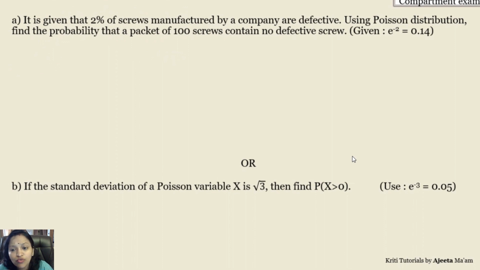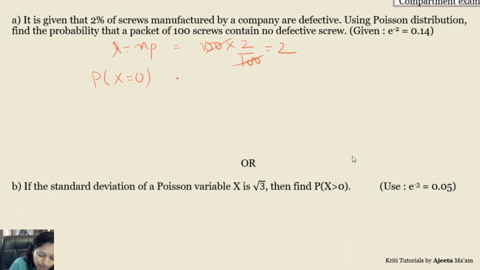So it is given that 2% of the screws manufactured by a company are defective. So using Poisson distribution, show that in a packet of 100 screws, no defective screw was there. So your lambda will be calculated as np. What's your n? n is 100. What's your p? 2%. So what's your lambda? 2. Correct? Now, no defective screws. So we have to calculate for 0. So e raised to minus 2, 2 raised to 0 upon 0 factorial. So e raised to minus 2 is what? 0.14. So that's your answer.